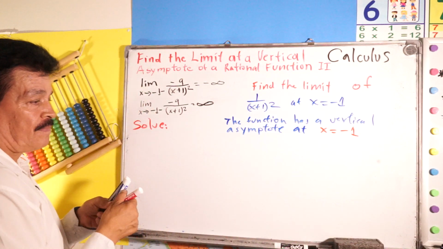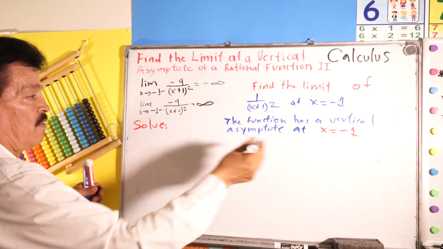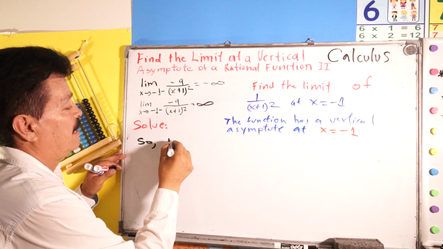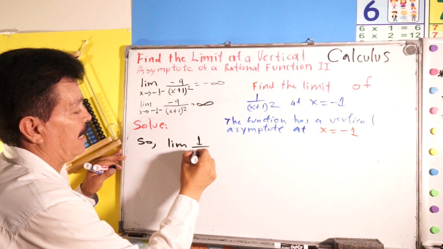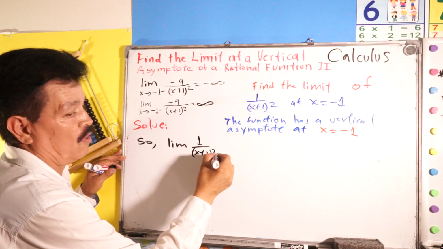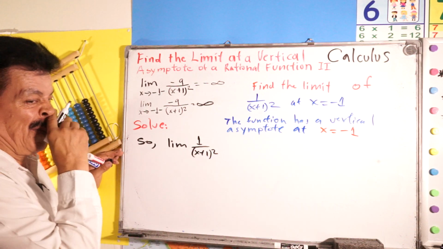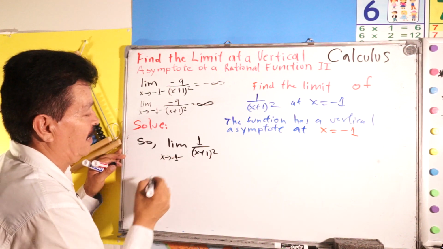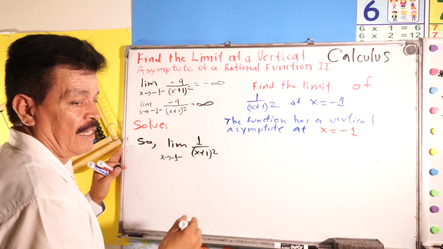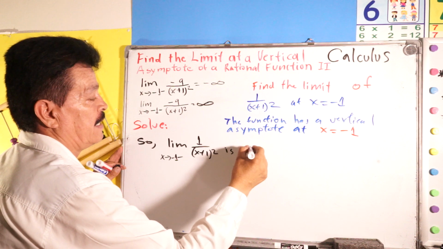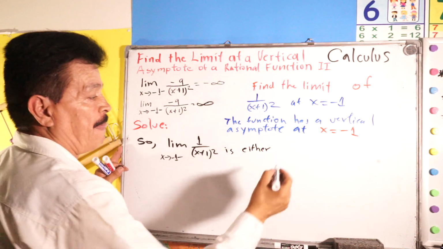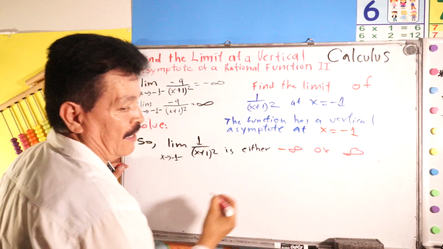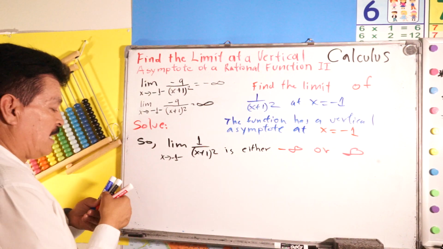So now from here, the limit of 1 divided by x plus 1 to the second power when x approaches negative 1 from the left hand is either negative infinity or positive infinity. All right, so look at this.